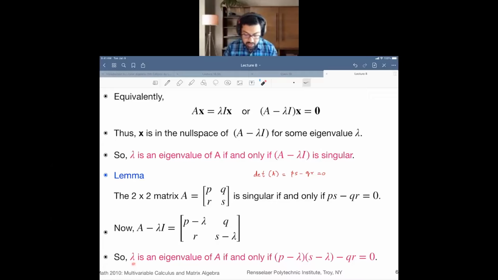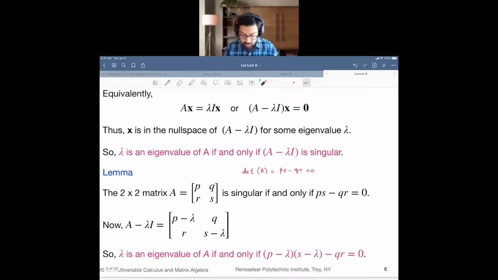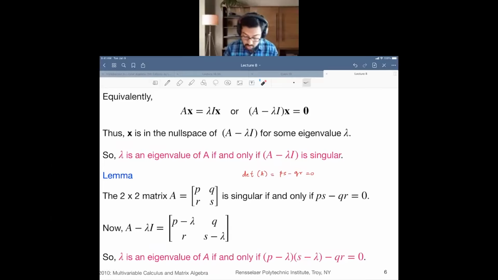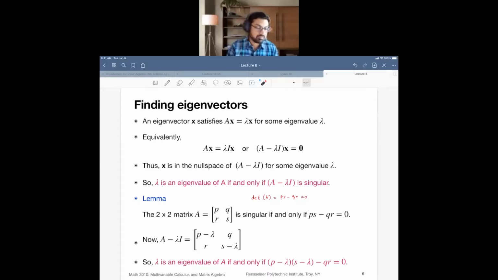So for the eigenvalue lambda of A, A minus lambda I should be singular. So the determinant of this, which is the product of those two elements minus the product of those two elements, gives you the characteristic polynomial: P minus lambda multiplied by S minus lambda, minus Q times R, should go to zero. So it will give you a quadratic in lambda, which we are going to call the characteristic polynomial. You can have real roots, complex roots, or repeated roots, because it's a quadratic. And if you are able to find that lambda, then you know it's going to be an eigenvalue.